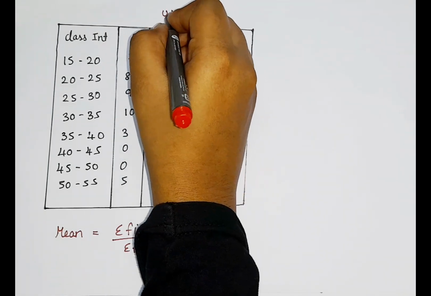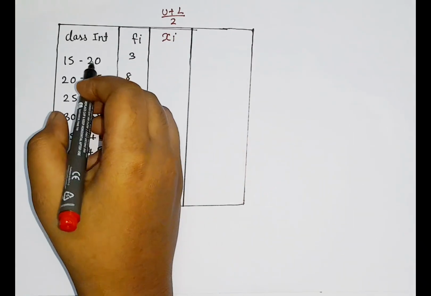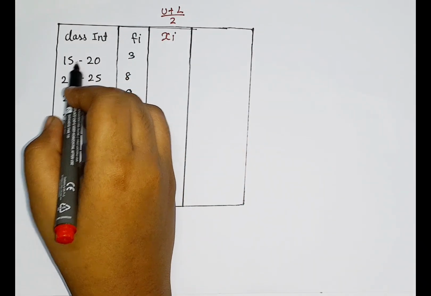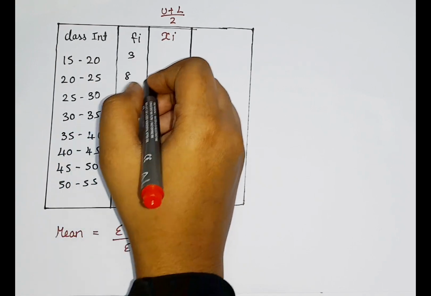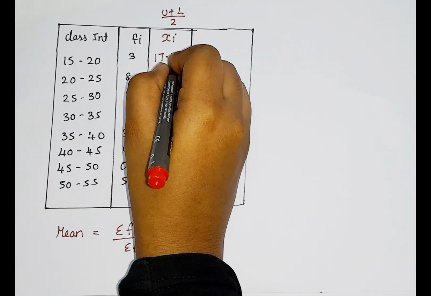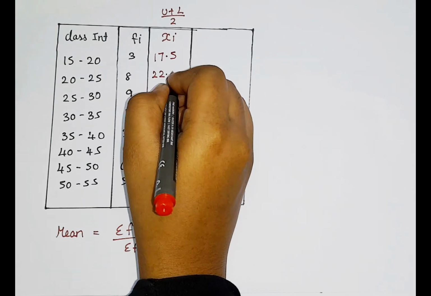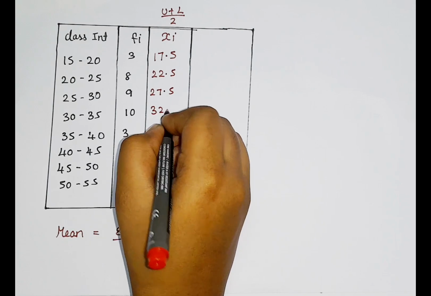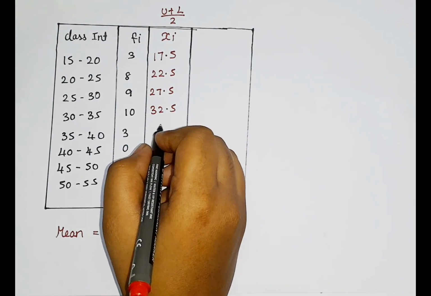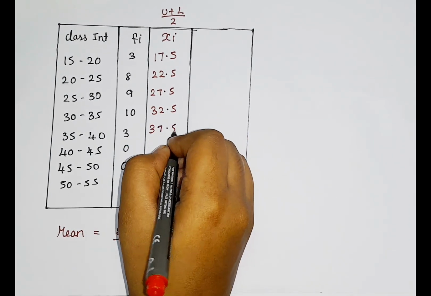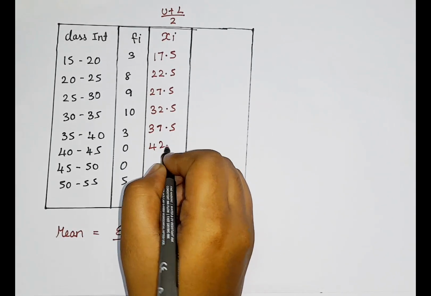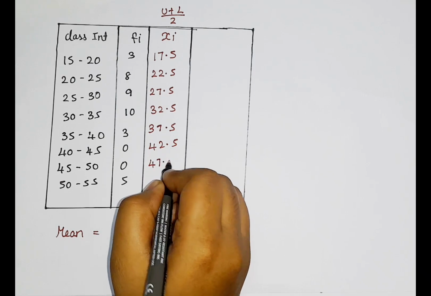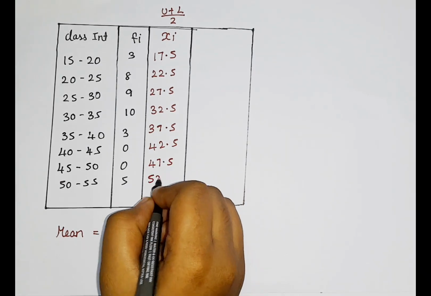It's literally easy: upper limit plus lower limit divided by 2. Here the upper limit is 20, so 20 plus 15 is 35. 35 divided by 2 is going to be 17.5, and here it's going to be 22.5, and here 27.5, and here 32.5, and here 37.5, and here 42.5, and here it's going to be 47.5, and here it is 52.5.